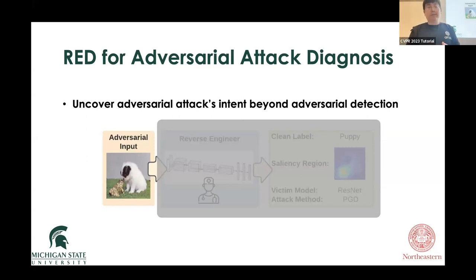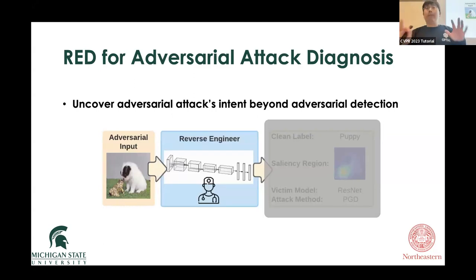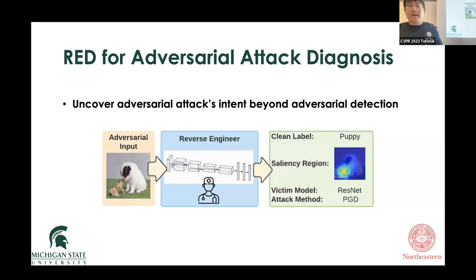I'll give you examples. Suppose you have an adversarial input, and suppose you have some adversarial detector. You know that this is an adversarial image, okay? So now let's try to build a reverse engineer, and we can answer some very interesting questions. For example, what's the clean label corresponding to this adversarial example? We know that the prediction is wrong, right? But can we trace back to the original image's prediction? So we can think about the clean label. Like in this example, the clean label actually is the puppy.